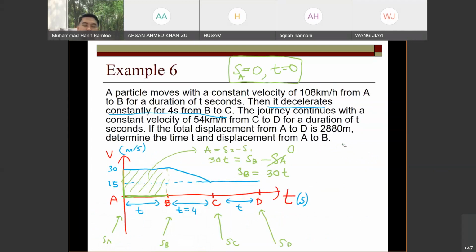The other area is the period of BC. Alamak, the laptop is slow again. So for BC, it is a trapezium lah. You already know the equation of area for the trapezium. So you can see BC like this one. So the area should be the area under the graph.